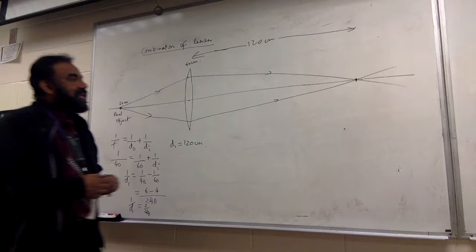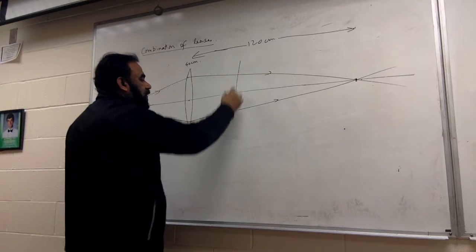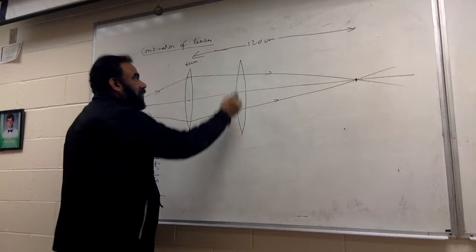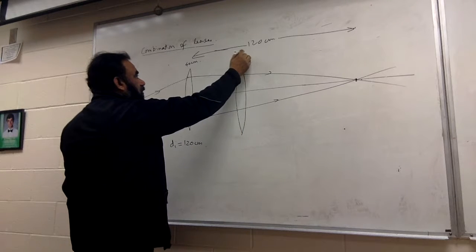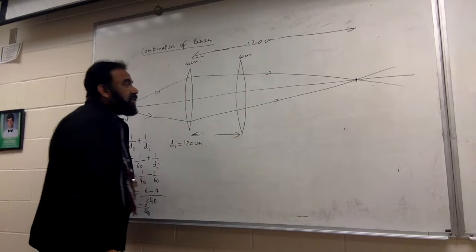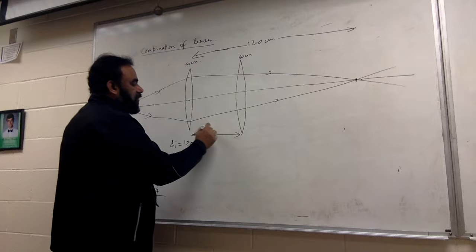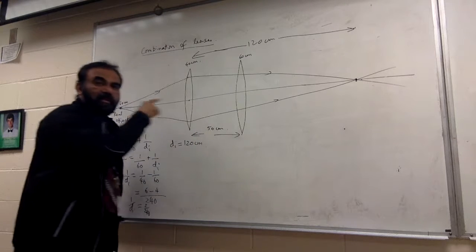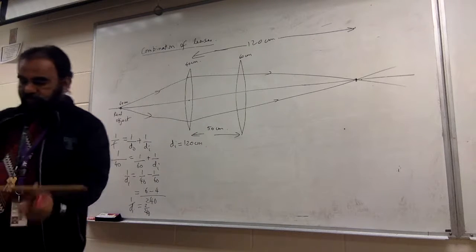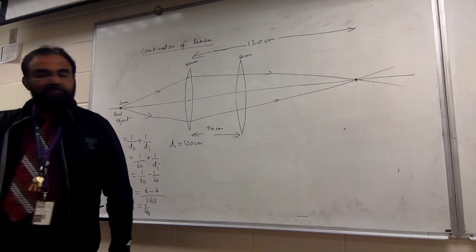Now, suppose you put another convex lens here of focal length 60 centimeters, and that convex lens is placed at a distance of, let's say, 50 centimeters from the other lens. So first lens is here, the second lens is right there.